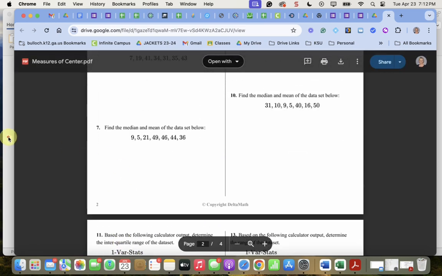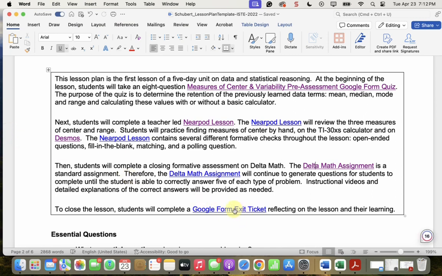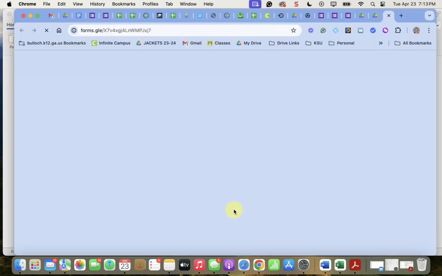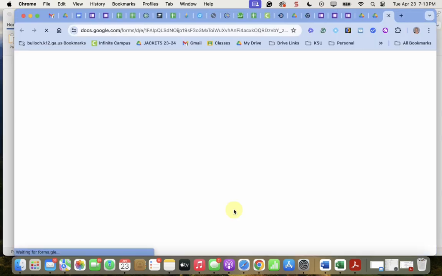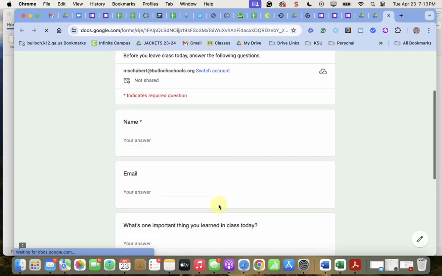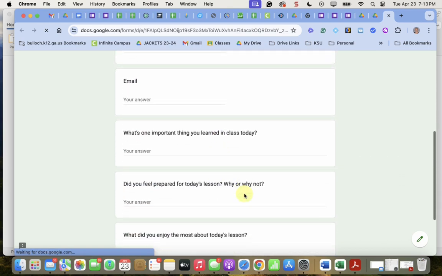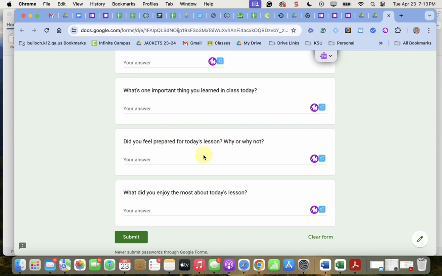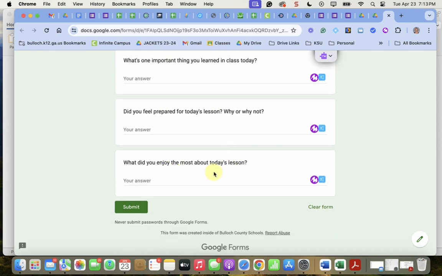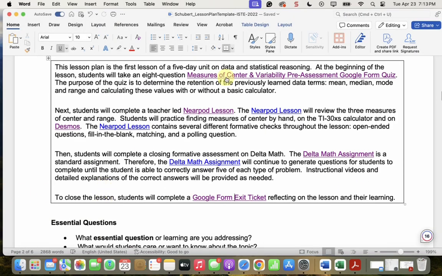And then at the very end of the lesson, the last 5 minutes of class, I had them complete a Google Form exit ticket just to get some idea about how they felt about the lesson, what was one important thing they learned, did they feel prepared for today's lesson, and what did they enjoy most about today's lesson. And that is how I ended the lesson.